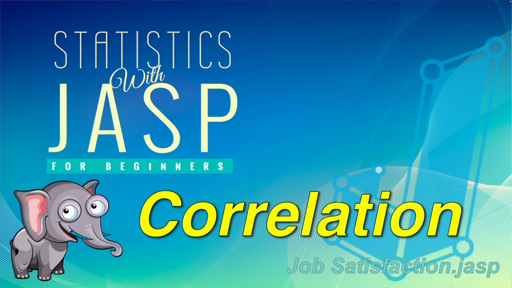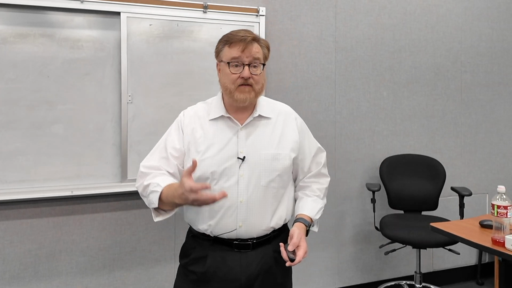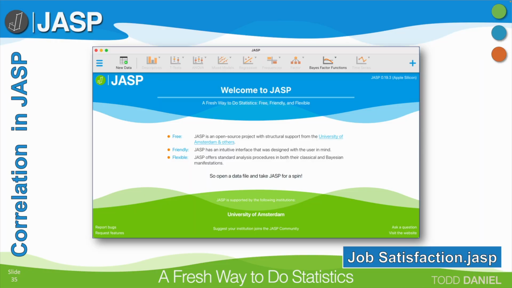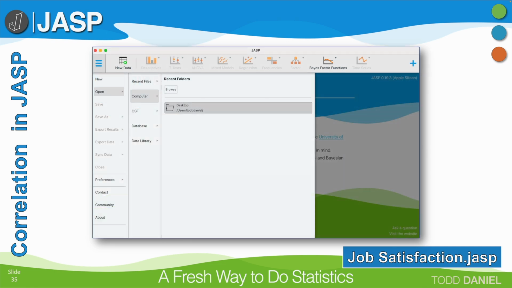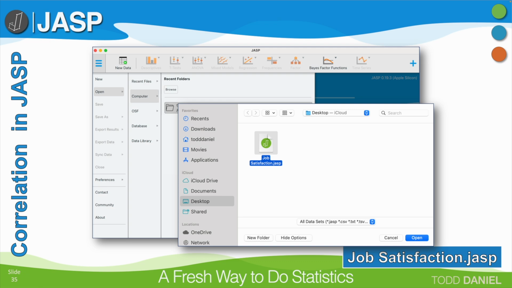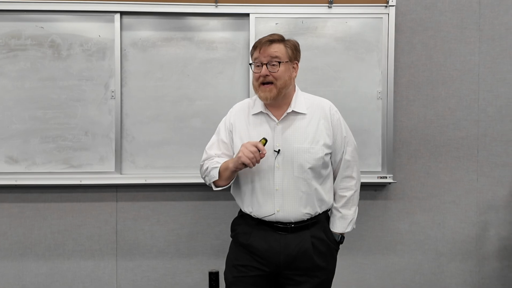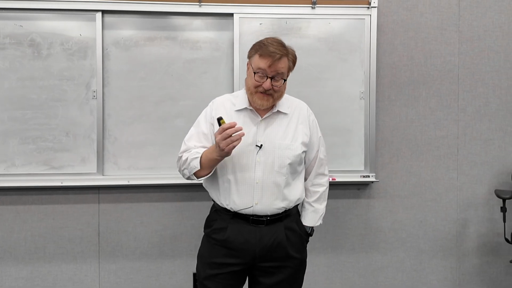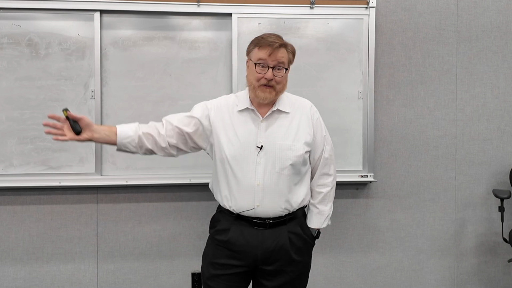So I've given you the data set. It's called jobsatisfaction.jasp. Here's how we could get this data set open so we could run the analysis. If you have JASP open and you're looking at this splash page, we could go to the main menu, Open, Computer, Desktop. On the desktop, we will find the job satisfaction data set that you downloaded. Click on that and click Open. Alternatively, you could just double click on the data set itself. Because it's a JASP data set, it will open JASP and bring you to this page right here.